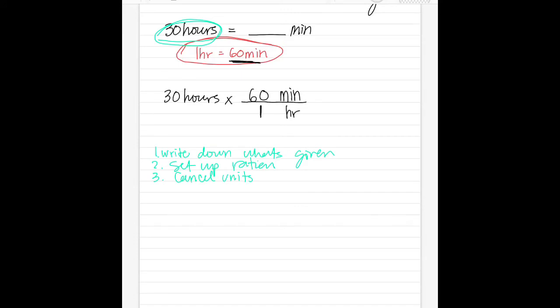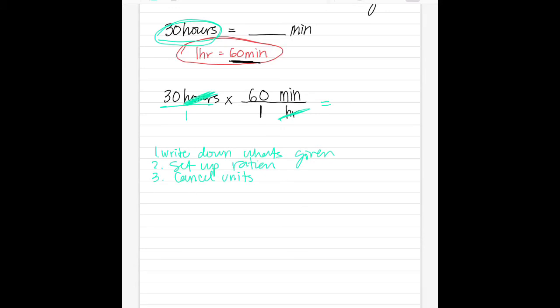All right, so I have hours on the top, because technically this is over 1, hours on the top here, hours on the bottom here, they cancel, and so if you look, the units that are left are minutes, which is exactly what I wanted, so that's good. We did that. So now, all I have to do is put it in the calculator.